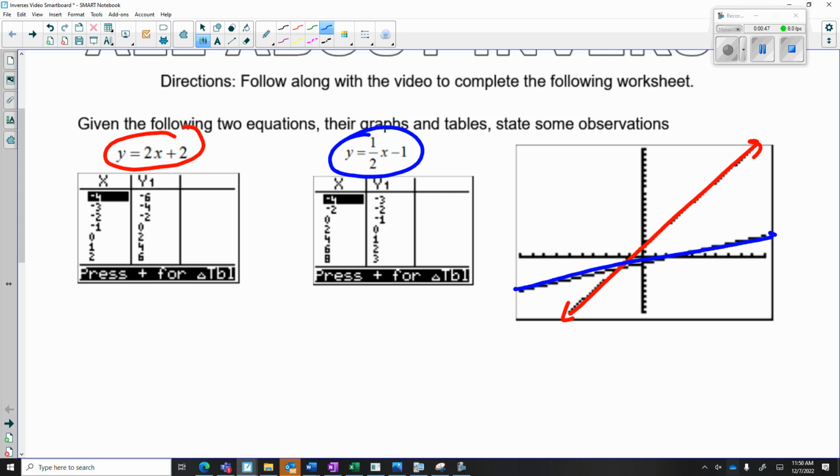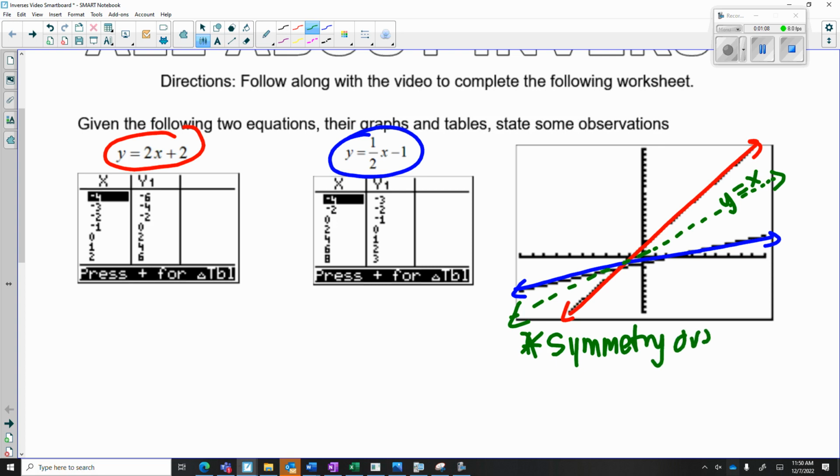So the first thing that I want you to notice is that there's actually symmetry over a special line that you learned about in geometry. That special line is the diagonal line that goes through the origin, and that's called y equals x. So the first thing you need to know is that there's symmetry over the line y equals x. And this symmetry really means that the reflection of y equals 2x plus 2 over that line is going to give you the inverse.